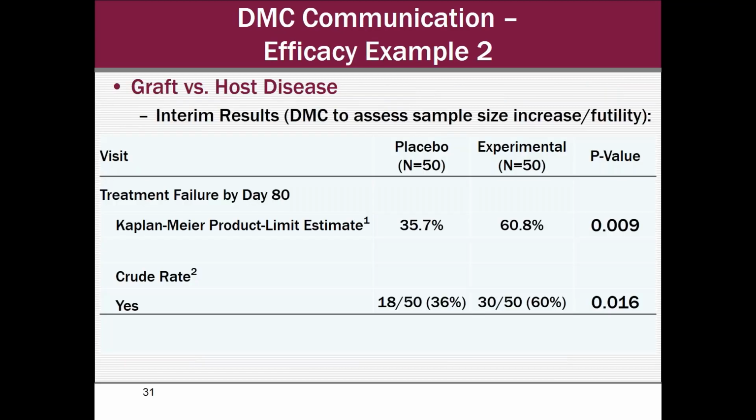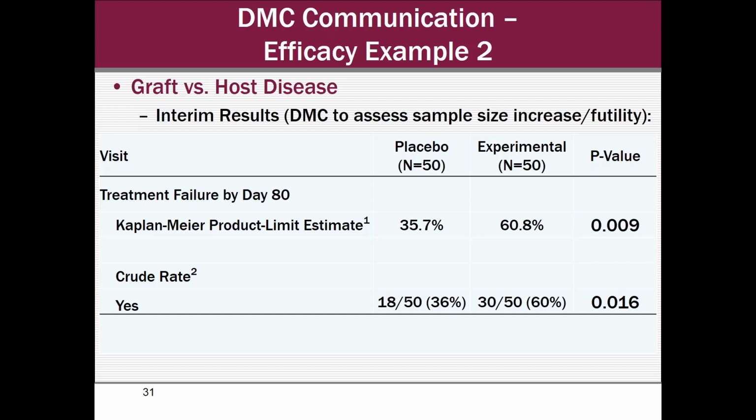Okay. Another quick example, I was involved in a trial on graft versus host disease, and these are the interim results. The outcome is treatment failure by day 80, and that's bad. And the placebo had a lot less treatment failure than the experimental. So much so, these were basically the exact opposite of what was anticipated in the protocol. Okay? So how does the DMC tell the sponsor this?